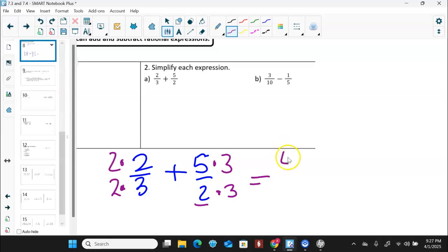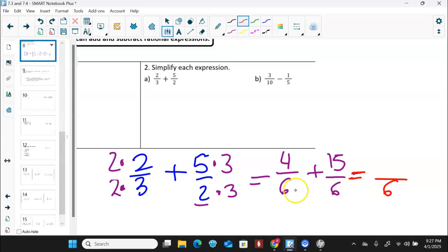Now, on the top, we're going to have 4 over 6 plus 15 over 6. Remember that when you add two fractions together, the denominator simply carries over as one. You do not combine 6 times 6, 36, or 12. You're simply carrying it over one time, and you add the tops. So the top is 19. Save that if you need to write it down.